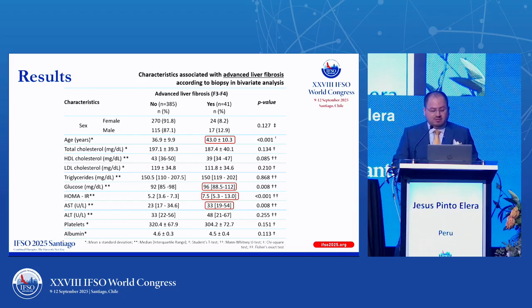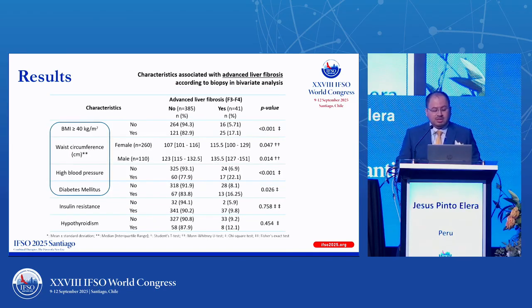Patients with advanced liver fibrosis were older. They had a higher glucose, higher HOMA-IR, and higher AST levels. There was an association between advanced fibrosis and having severe obesity, higher waist circumference, hypertension, and diabetes, but not with insulin resistance and hypothyroidism.